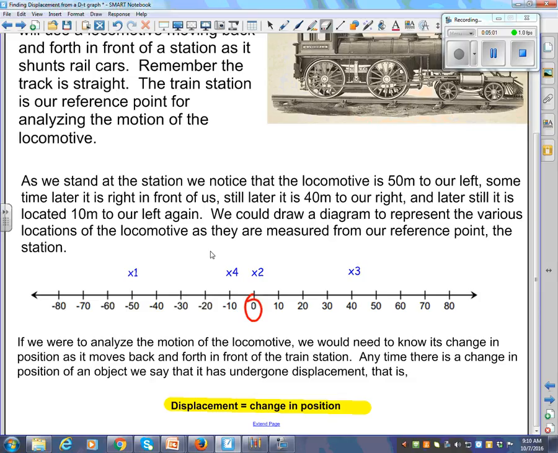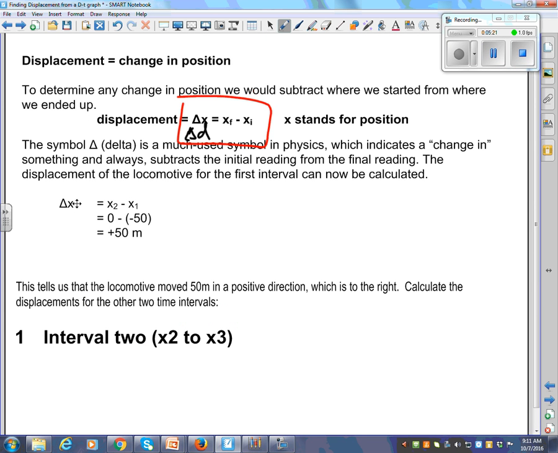So from x1 to x2 is obviously 1, 2, 3, 4, 5. It's plus 50, right? 50 to the right. How do you get it mathematically? How do we learn the process? We're going to go x2 minus x1. That's the first interval. So it's going to be 0 minus minus 50. And I purposely picked this minus 50 so that you could be reminded that when we go 0 minus minus 50, the displacement is plus 50. 50 to the right. Okay, so does everyone understand plus 50?